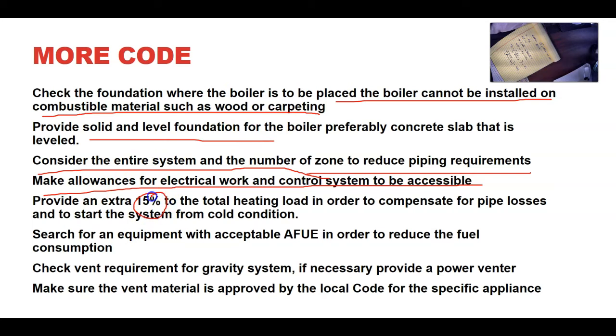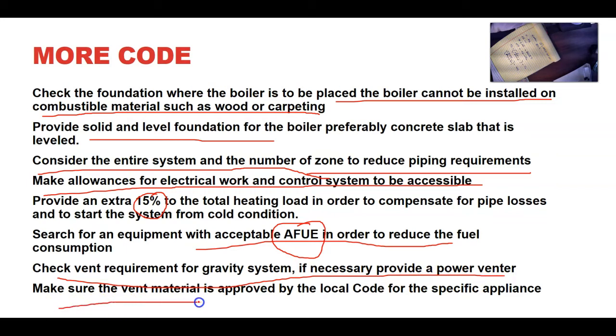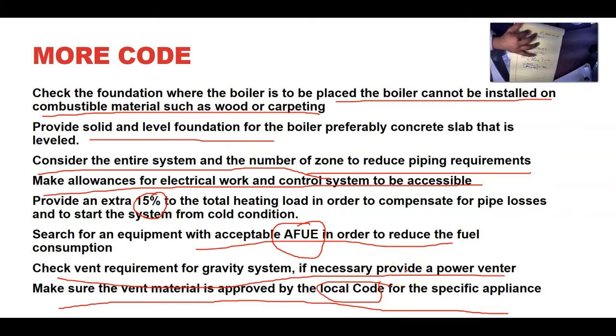15%, that's something we did when we calculated the heat loss. And look for acceptable annual fuel utilization. Look for appliances with good savings and good energy cost. Check the venting, and whether it's a gravity system or if you have power venters. And again, as I keep saying, check the local code. Every town is different and has different requirements than others.